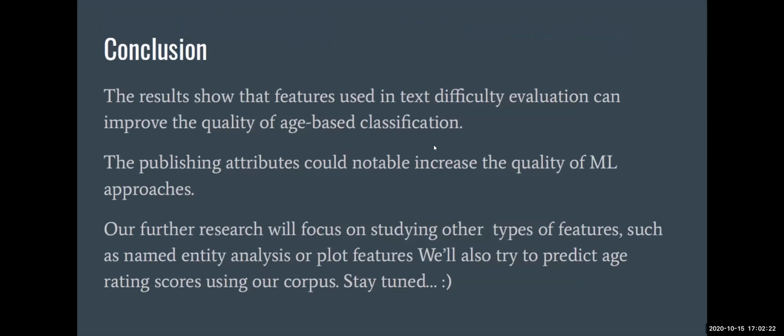In conclusion, we can say that our results show that features used in text difficulty evaluation can improve the quality of age-based classification. Then, the publishing attributes could notably increase the quality of machine learning approaches. And next time we want to evaluate other types of features, and we'll also try to predict age rating scores using our corpus.